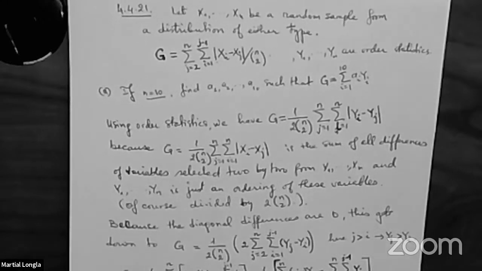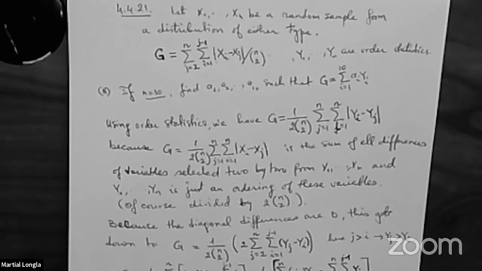So the point being, you shouldn't expect that the expected value of y1 is equal to the expected value of y2, because y1 is always the minimum and y2 is always the maximum.